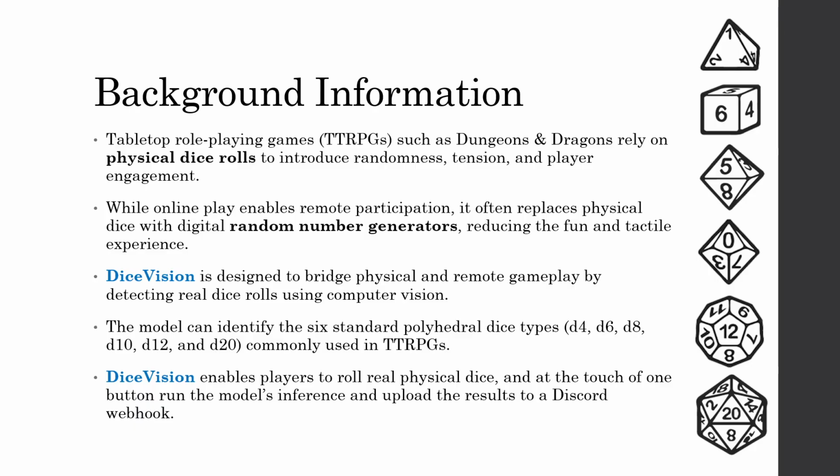The model is trained to identify the 6 standard dice shapes used in most TTRPGs: D4, D6, D8, D10, D12, and D20. Along with a model, I created a simple GUI that displays a live preview of the camera, along with a single button that, when clicked, runs inference on a snapshot and uploads the detected dice results to a Discord channel that the TTRPG group utilizes. Sure, the player could just tell us what they rolled, but DiceVision offers validation on top of that by attaching the image of the annotated dice roll to the upload as well.